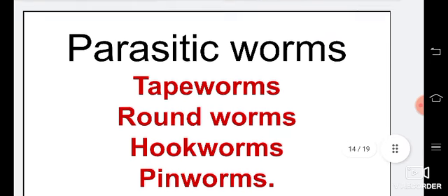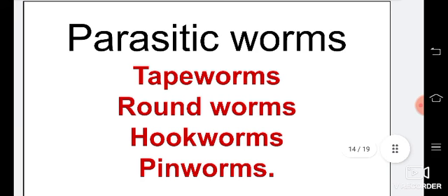Next is parasitic worms. Have you heard of it? Worm infestation. People used to say, there are worms and insects in the intestine, like that. So these are some worms: tapeworms, roundworms, hookworms, pinworms. These are types of worms which affect human beings. They usually live in our intestines, large intestine and small intestine. These worms live in the intestines of human beings and some other animals too. They cause some digestive problems.